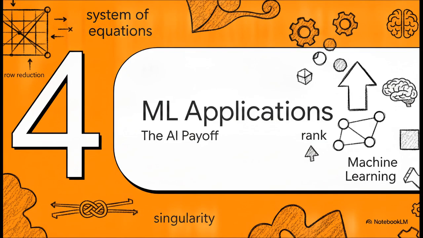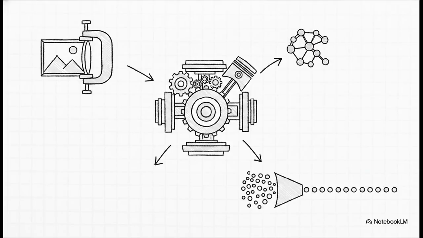Which brings us to Section 4, Machine Learning Applications, the AI Payoff. Okay, so the math we just covered isn't just academic theory. It is the literal beating engine of artificial intelligence. This is the exact moment where high school math transforms into cutting-edge modern tech. It drives absolutely everything in the field. We're going to look at how we can use the concept of rank for advanced image compression. We'll see how massive neural networks are fundamentally built directly on top of these linear equations. And we'll explore how we strip away massive amounts of computational complexity using principal component analysis, or PCA.